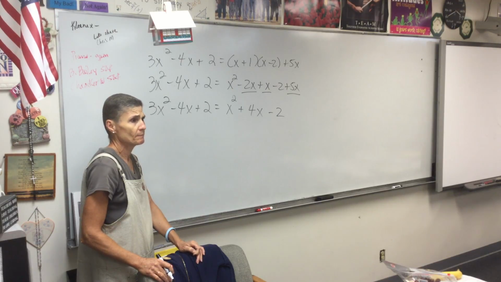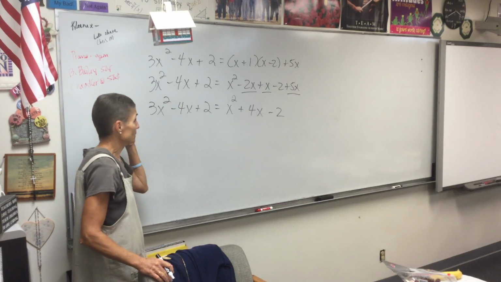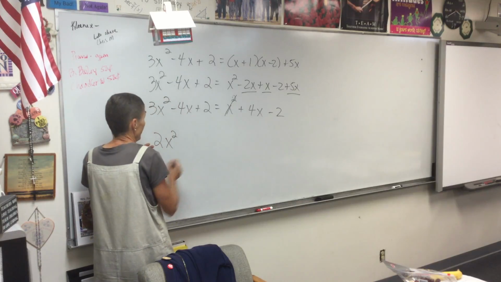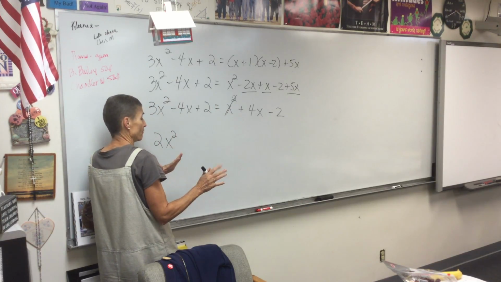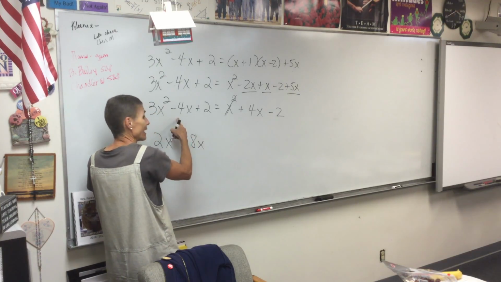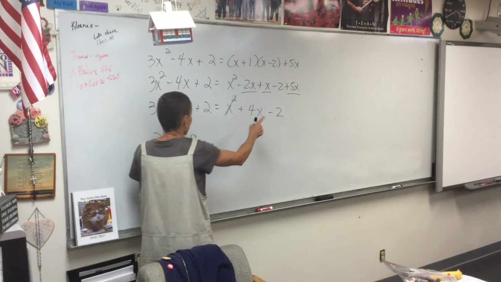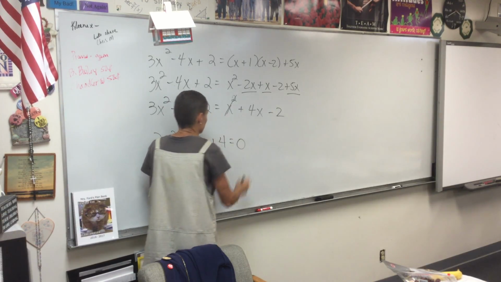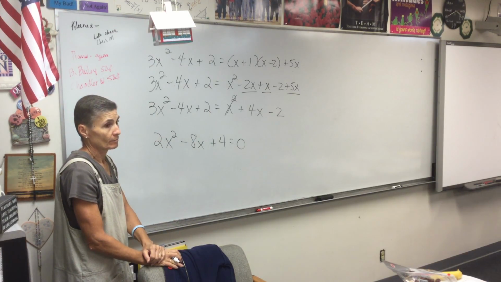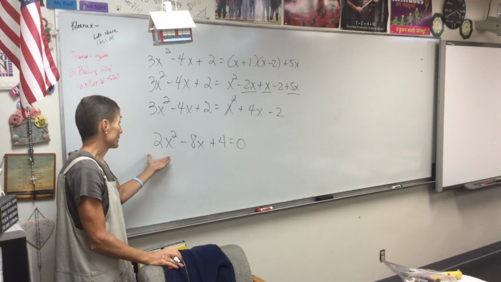What should I do with that? Let's move everything over. So I'll subtract x squared. That's gone. I'll subtract 4x. Now be careful. I'm subtracting 4x, not adding it. I'm subtracting it. So I have a negative 4 and a negative 4. And I'm going to add 2. That could be on your test, that question right there.